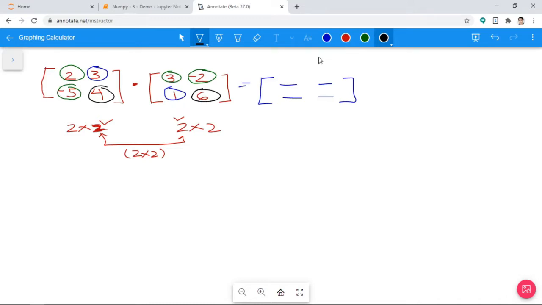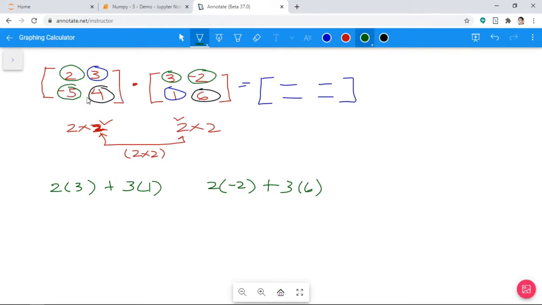So let's do the operation. I'll select this green. We have 2 times 3, plus 3 times 1. This will be the result for this one. Let's do the second one: we have 2 times -2, plus 3 times 6.